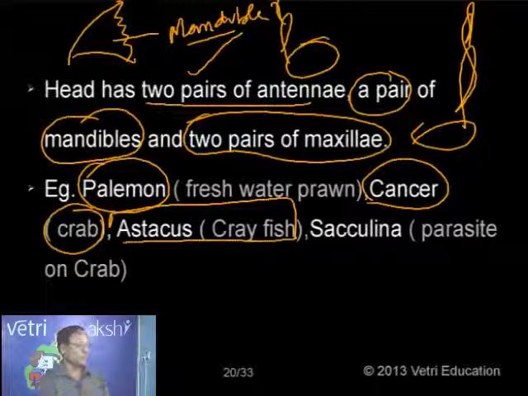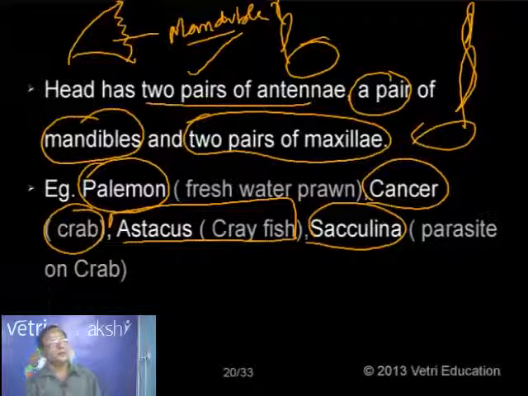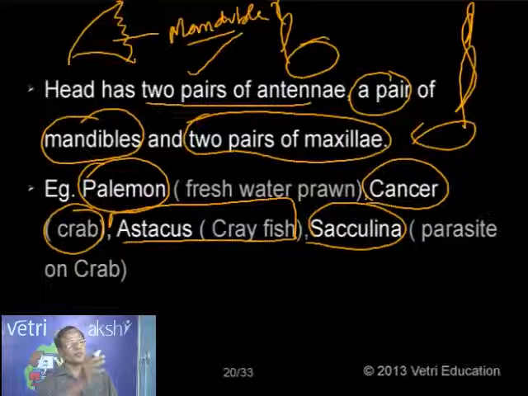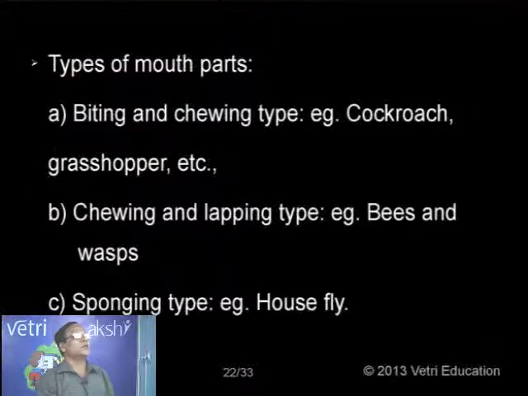Then Sacculina, this is a crustacean. It normally does not show any crustacean or arthropod characters, such as segmentation or the presence of jointed legs. It is just like a mass attached to the body of a crab. It even changes the sex of the crab from male to female. So that is about the parasitic crustacean. So remember this one, an animal having the name of a fish but not a true fish, that is Astacus, normally called a crayfish. Now, the types of mouthparts, I mentioned earlier.